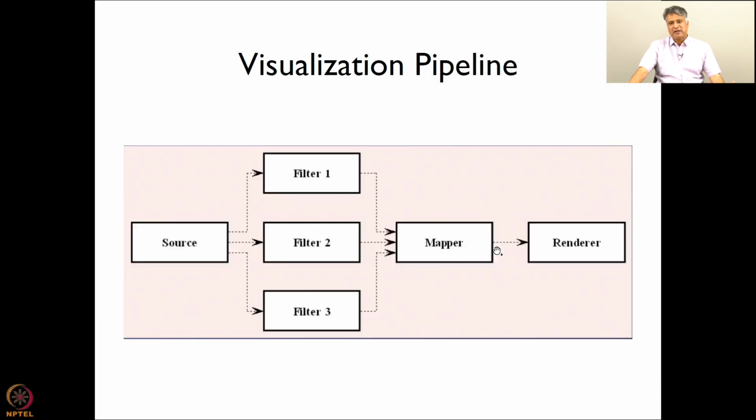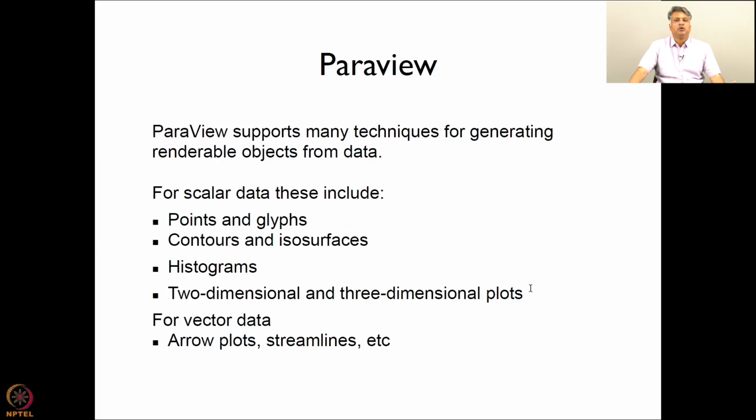So the visualization pipeline works somewhat like this. You can take the source, which is the raw data, then apply different filters to it. It could be any one of these filters. You could put multiple filters, like one filter over the next one, or filters in parallel. Then finally you put the mapper, and then the renderer. So this is how the visualization pipeline works completely in all.